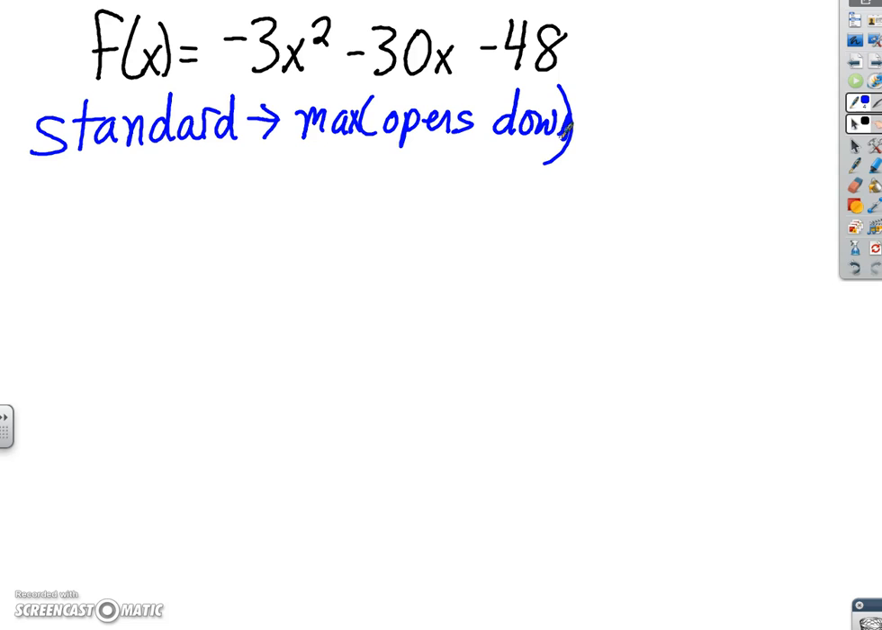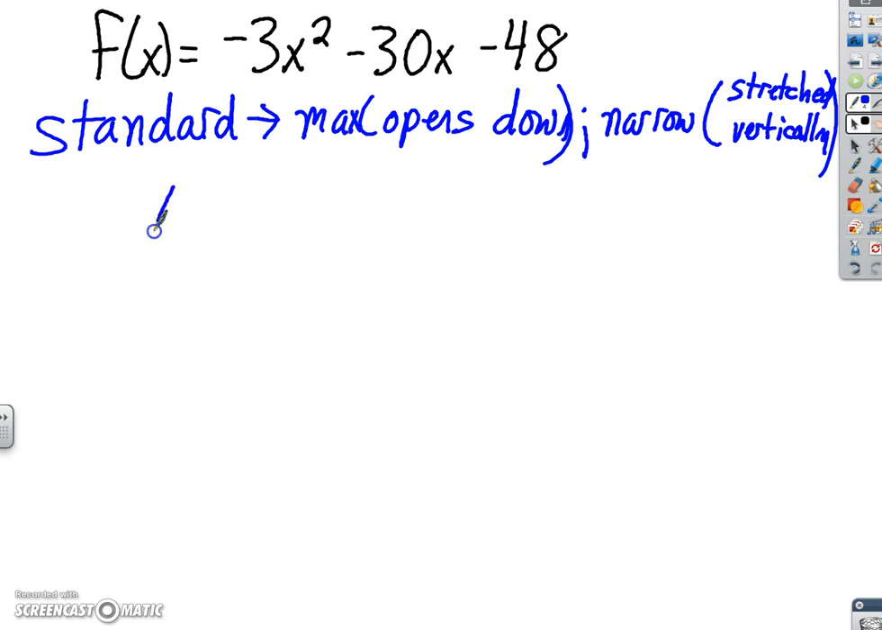It's opening down. Well, that 3 in the a there tells us it's going to be narrower. It tells us that we've been stretched vertically, or we could say that it's been compressed horizontally. It's been squeezed in from the sides. But we can tell that from looking at that 3 out in front. And then finally, that negative 48 tells us that the y-intercept is negative 48. It crosses the y-axis at the point 0, negative 48.